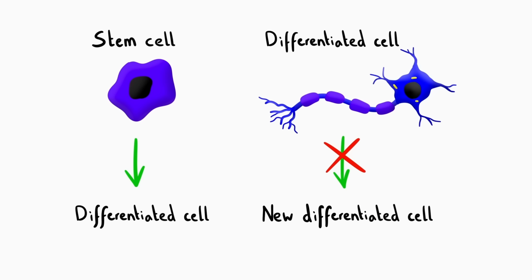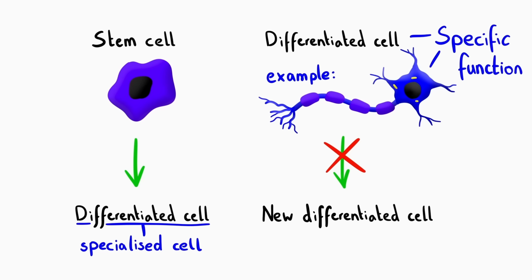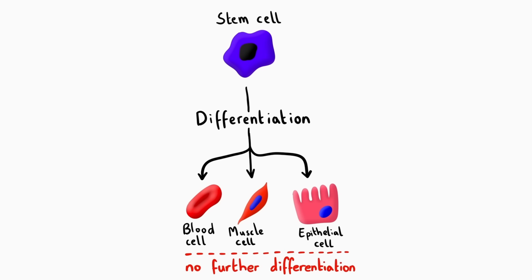So, what exactly are stem cells? To understand this, we first need to remember what cell differentiation is. Differentiation is the process where a cell becomes specialized for a specific job. For example, some cells differentiate to become muscle cells, while others become nerve cells. Once a cell has differentiated, it generally can't change into a different type of cell.